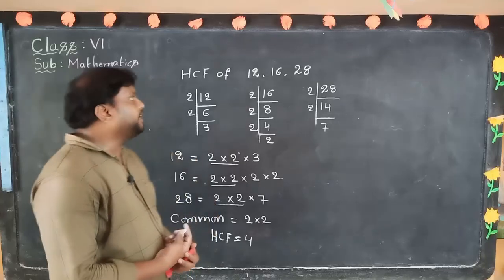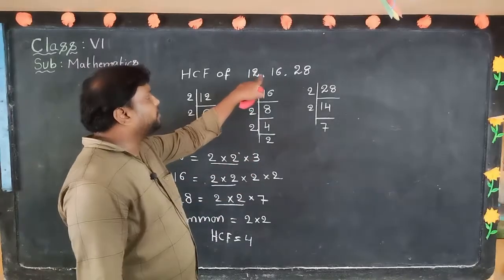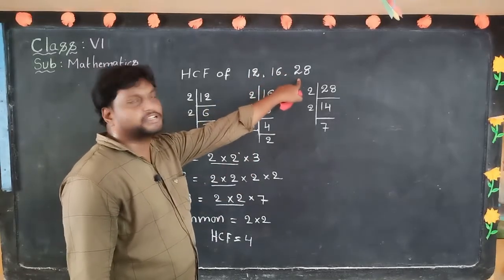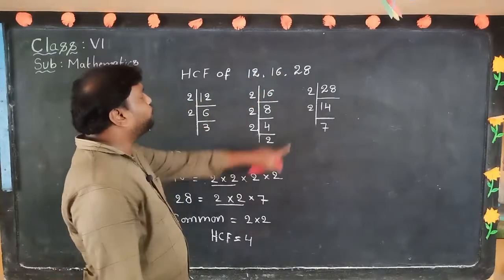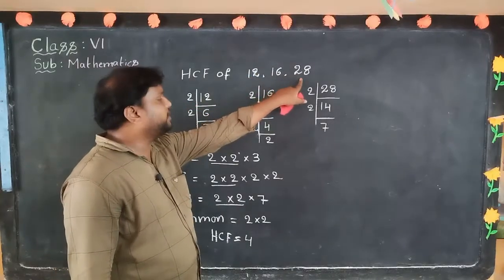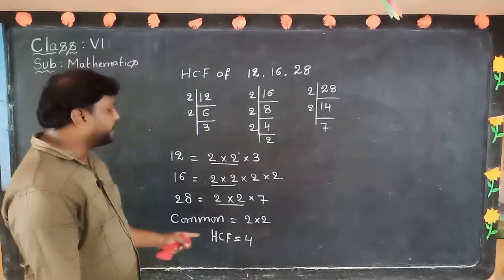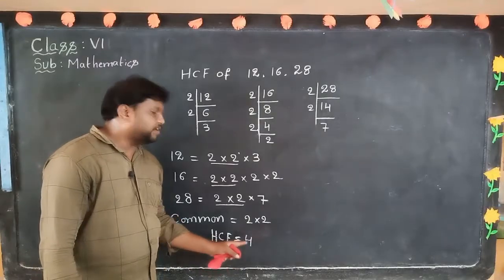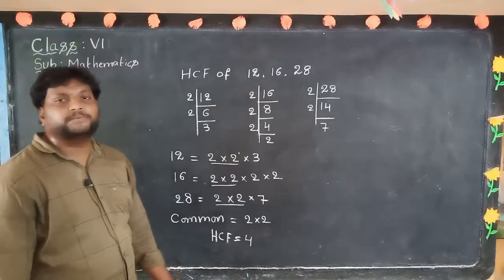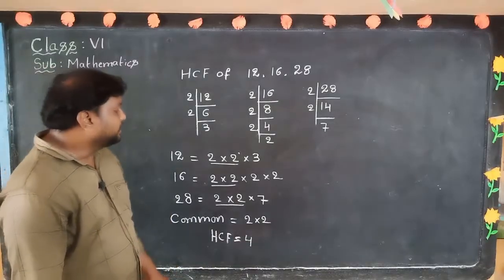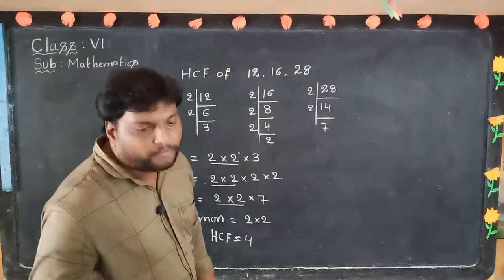For example, take 6. See, 6 2s are 12, but 16 is not possible, 28 not possible. 8 also not possible. For example, 7 4s are 28, but 7 is not a factor of 12, not a factor of 16. That's why the highest common factor, the HCF of 12, 16, 28 is 4. Means 2 is also possible, 1 is also possible, but the highest value of these 3 is only 4. Now one more problem we'll check.